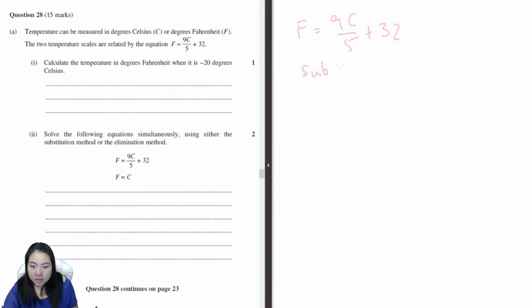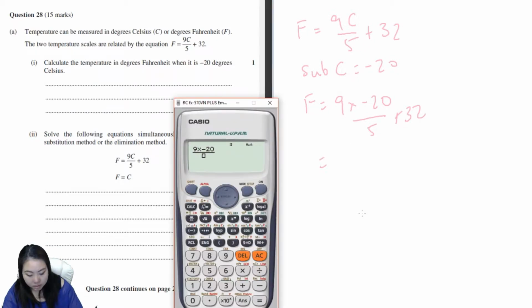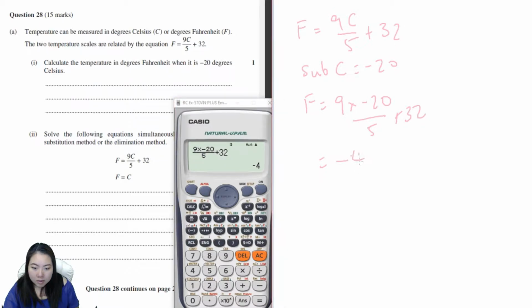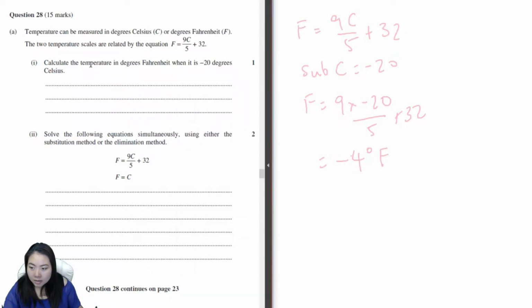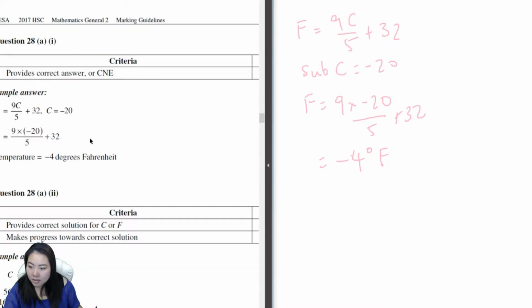Substitute in C is minus 20. We get F equals 9 times minus 20 all over 5 plus 32. That is minus 4 degrees Fahrenheit. It's 1 mark. Seems to be right. Let's check the answers. Temperature is minus 4 degrees Fahrenheit.